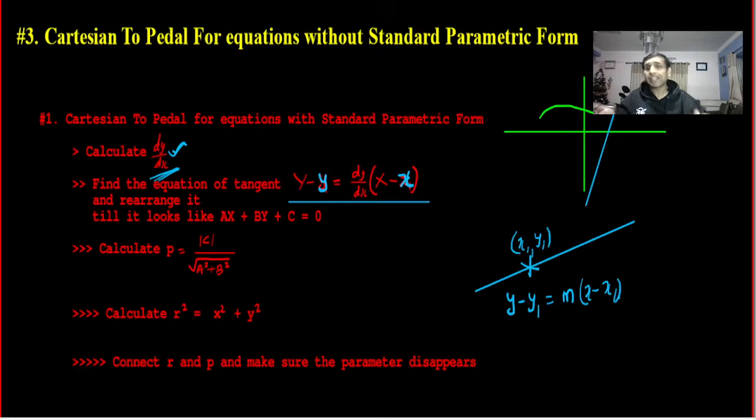Simplify, rearrange, cross multiply, do whatever you like. At the end, the tangent should be something into x plus something into y plus constant equal to 0. Then very simple, we calculate the length of the pedal. That means we calculate the distance between origin and the foot, and we calculate the radius of that invisible circle that we learned in the last video. And simple job, connect R and P.